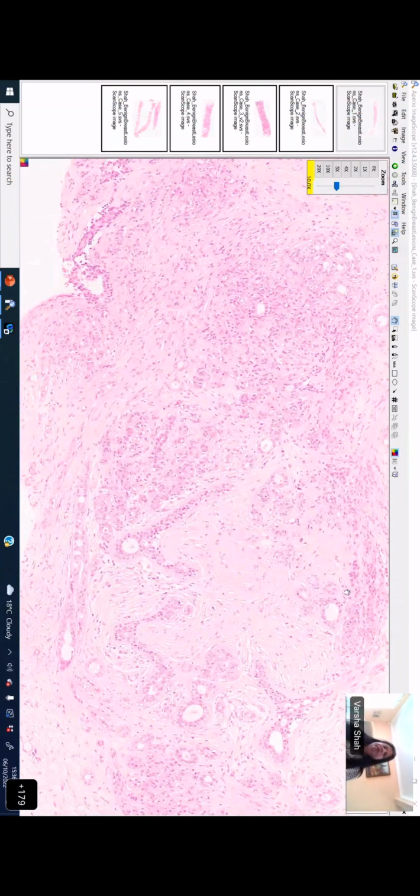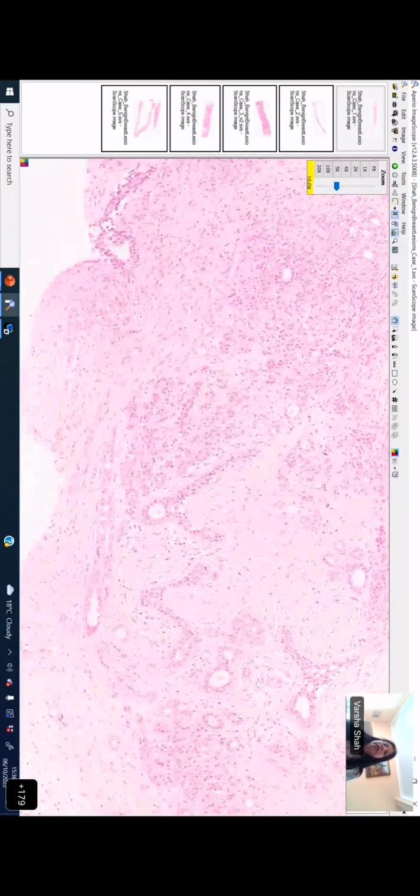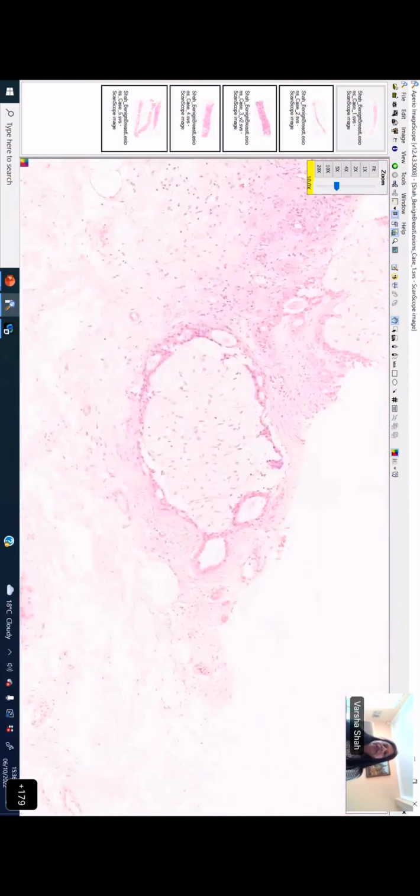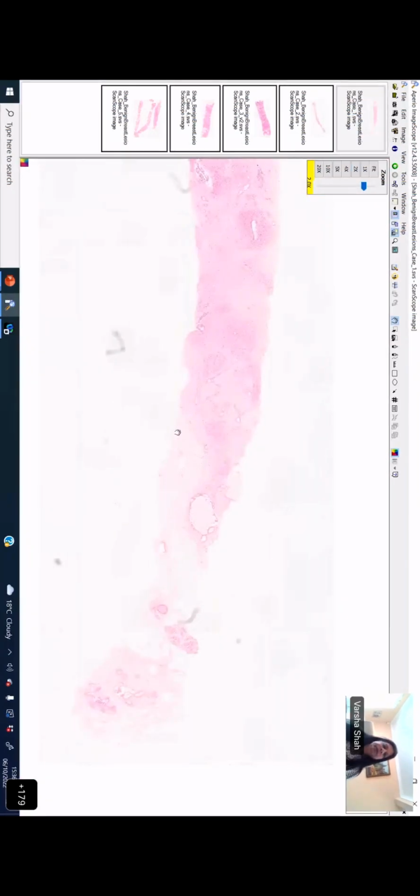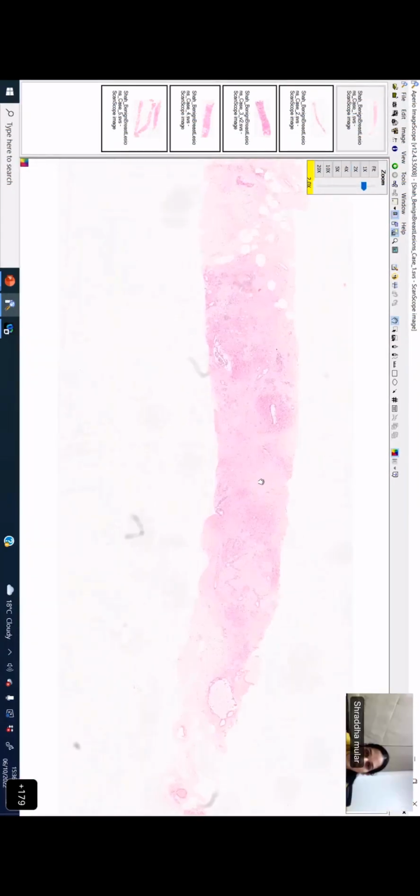Yes, ma'am. Okay. So Shraddha, you are describing it now. As I said, describe first under low power. What are you seeing? Are you seeing a definite mass lesion? Yes, ma'am. There is a mass lesion.